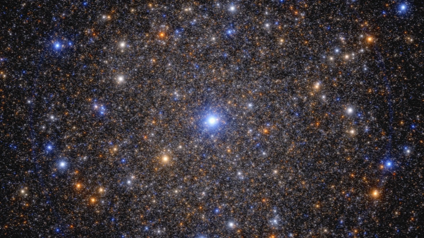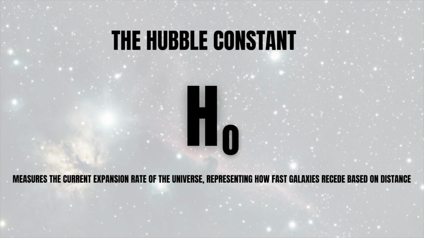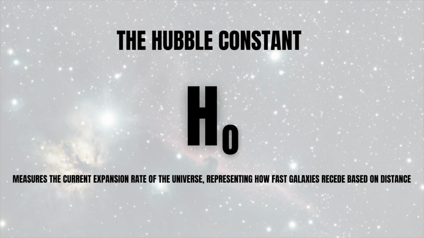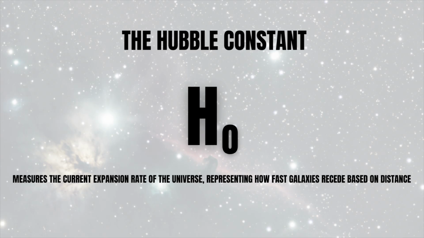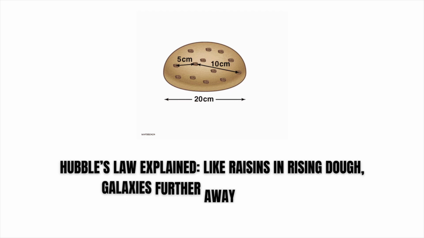The key quantity is the Hubble constant, pronounced H0. It tells you how fast the universe expands today as a function of distance. It is not a single speed. It is speed added per distance. The farther away something is, the more expansion adds to its recession speed.